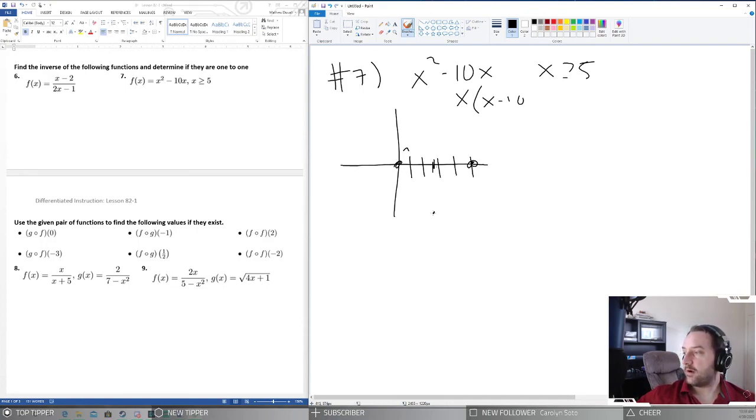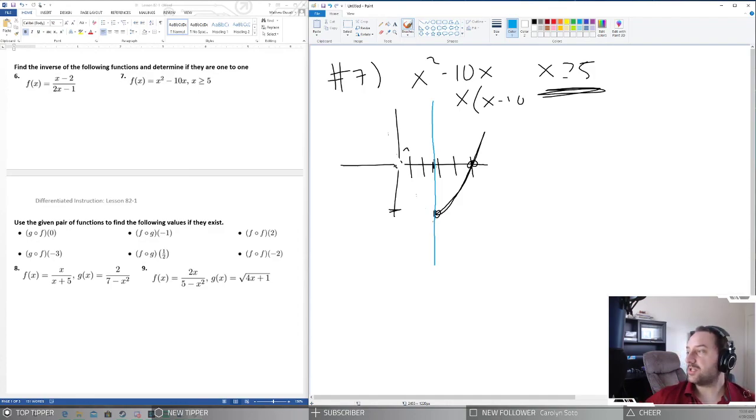Now, I don't know exactly where the y value of that vertex is, but that's essentially like a sketch of the quadratic. What it's saying with x greater than or equal to 5 is you're chopping this part off. And the reason they're doing that is they're restricting the domain so that when you do the inverse of it, it's also a function.